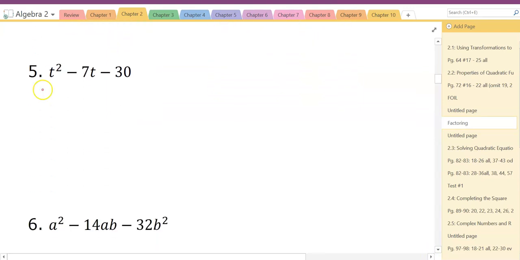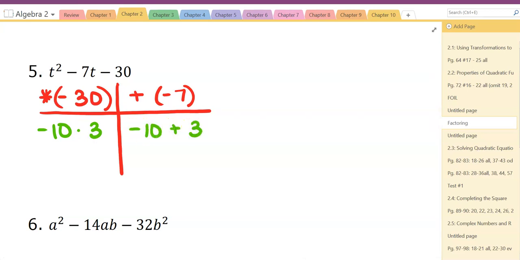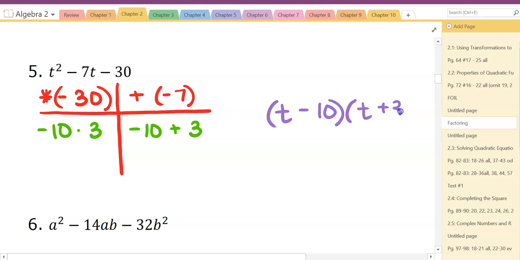For number 5, I need two numbers that multiply to a negative 30, and they need to add to a negative 7. Negative 10 and 3. So negative 10 times 3 would be negative 30. Negative 10 plus 3 would give me that negative 7. So those work. So we would have t minus 10, t plus 3.